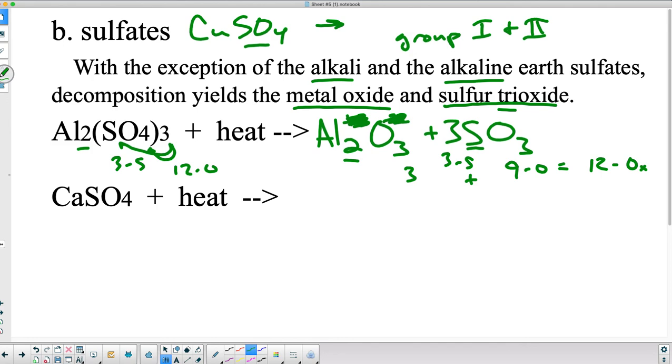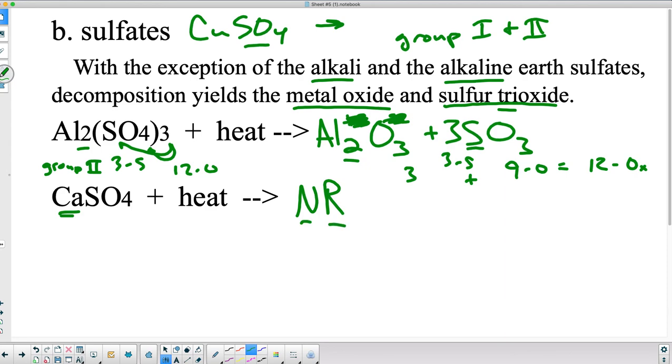So take a look at our next problem. Our next example is CaSO4. Ca is a group 2 metal. Calcium is right below magnesium in the second group, so it goes beryllium, magnesium, calcium, strontium, barium, and then radium. So here we have calcium, which means this is the easiest kind of all, which means a no reaction.